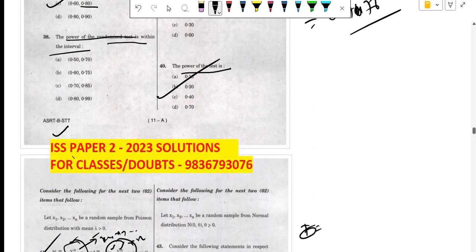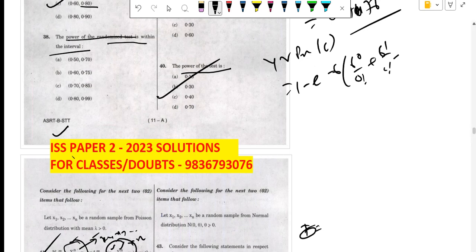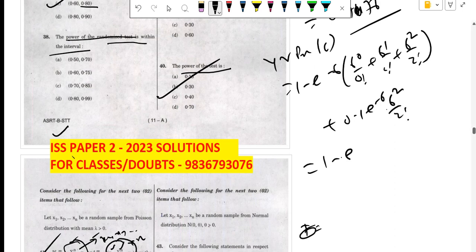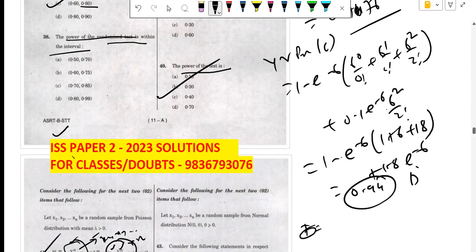So power at lambda equal to 5, so Y is Poisson of 6, so 1 minus e to the power minus 6 ... plus 0.1 e to the power minus 6 times 6 square by 2 factorial, plus 1.8 into e to the power minus 6, which gives 0.94. So option number D in this case is correct.